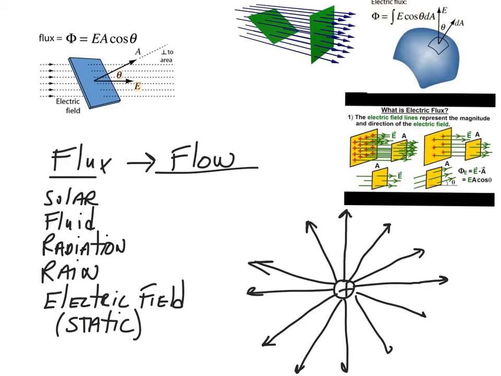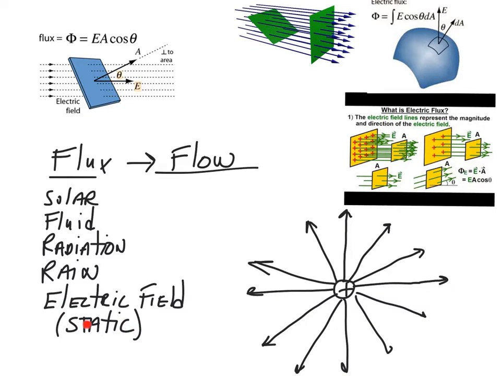Okay, quick review of flux in general. If you watched the first video, you know that flux in general refers to flow, and so flux could be the measure of the flow of anything: the measure of the flow of radiation from the sun, the amount of fluid that flows through something, the amount of radiation received on a surface, the amount of rain that hits something. And in this case, we're going to look at electric flux, and it means the amount of electric field that lands on a surface.